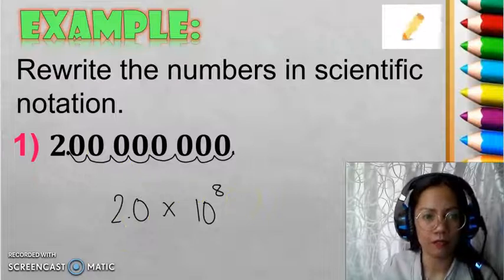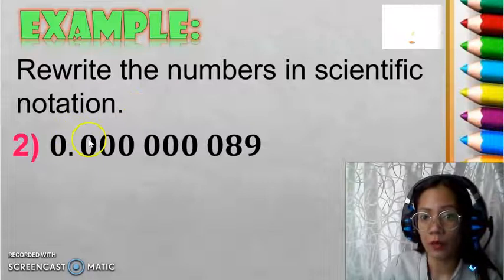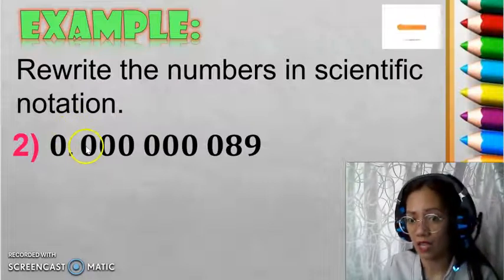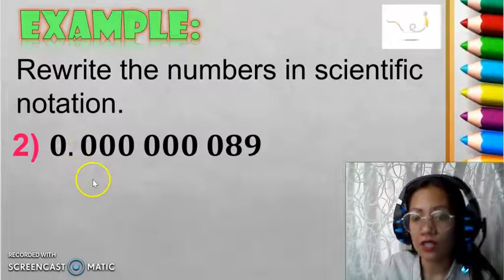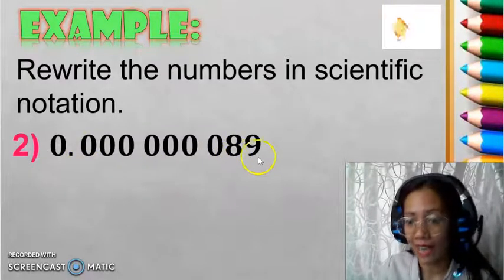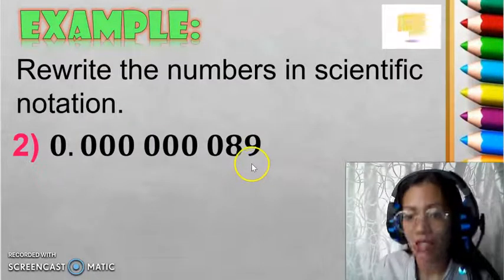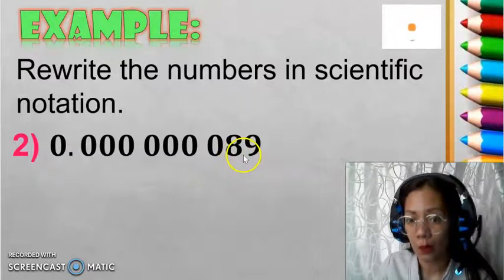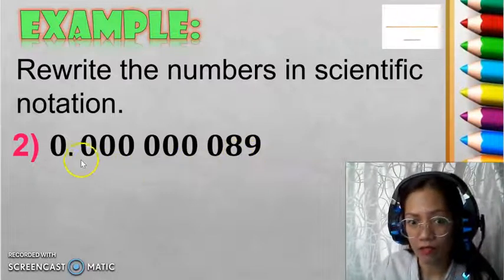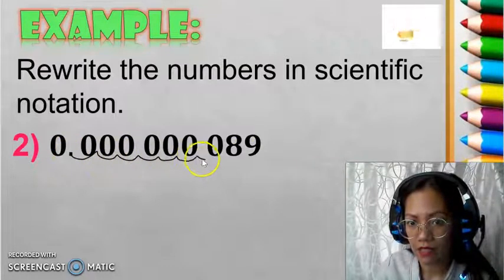Now let's have another one. What if you will be given this very small number? How are you going to write this in scientific notation? So the first step again is to locate the non-zero digit. Here, 8 and 9 are the non-zero digits, but we will stop at the right of the first one. So 8 is the first non-zero digit, so we're going to stop here. If we move the decimal point to the right, we will stop at the right of 8: 1, 2, 3, 4, 5, 6, 7, and 8.